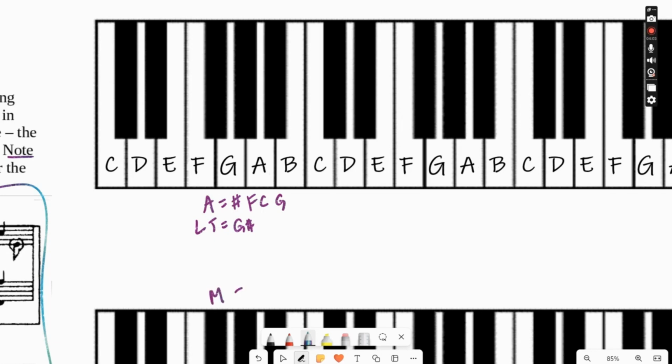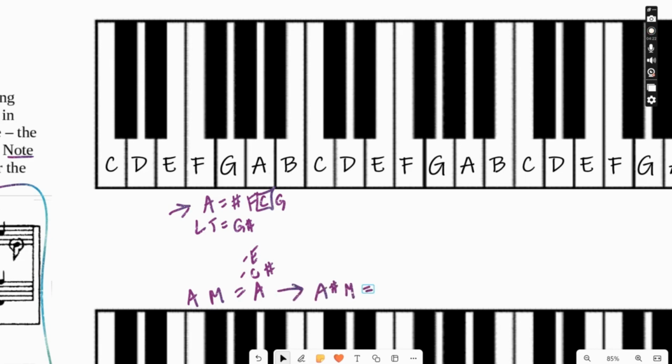So the major triad is A, some kind of C, and some kind of E. And then I look in my key signature and I ask myself, are there any C's and E's? Yes, there's a C sharp. So the A major triad is A, C sharp, E. Now I'm going to convert that into A sharp major triad by just raising all the notes up 1/2 step. So A natural becomes A sharp, C sharp becomes C double sharp, and E natural becomes E sharp.